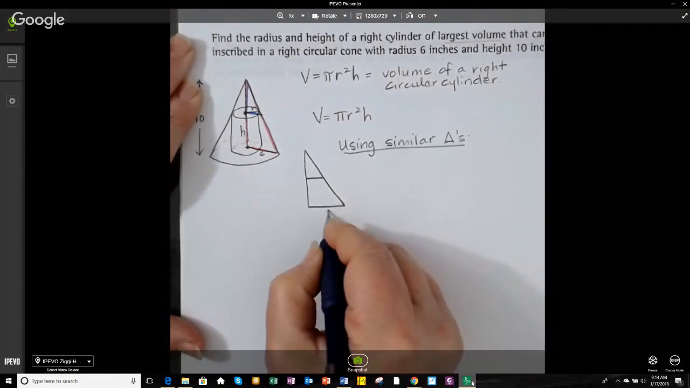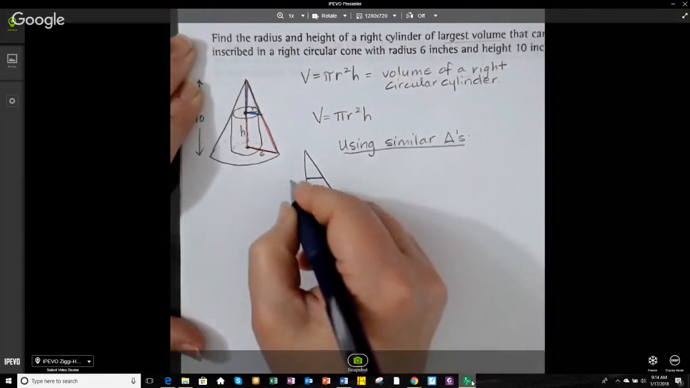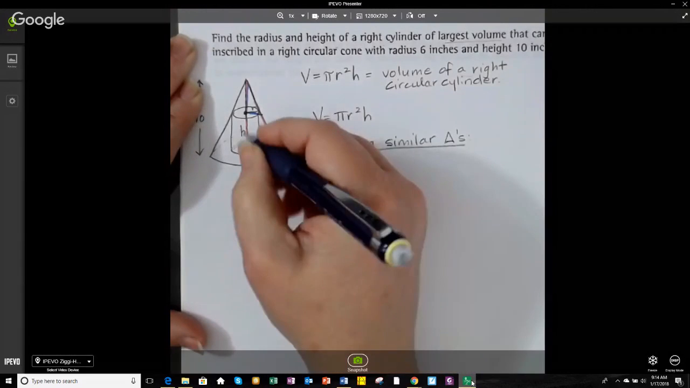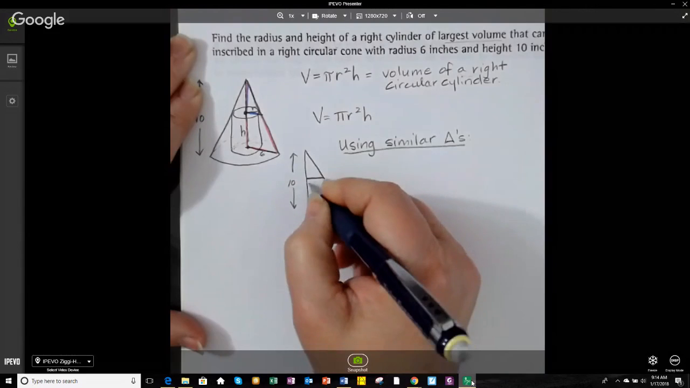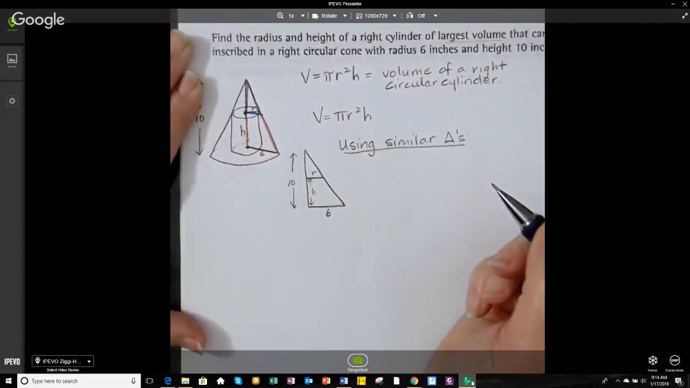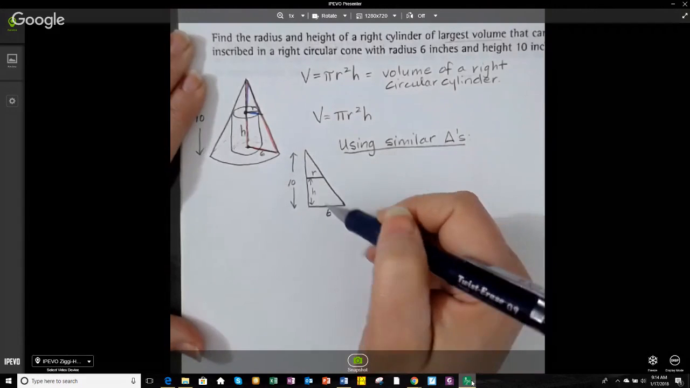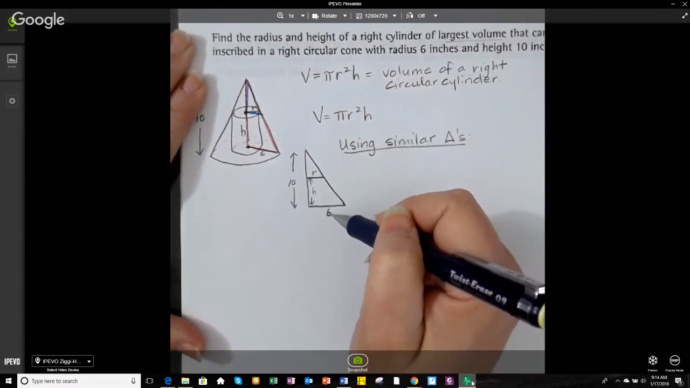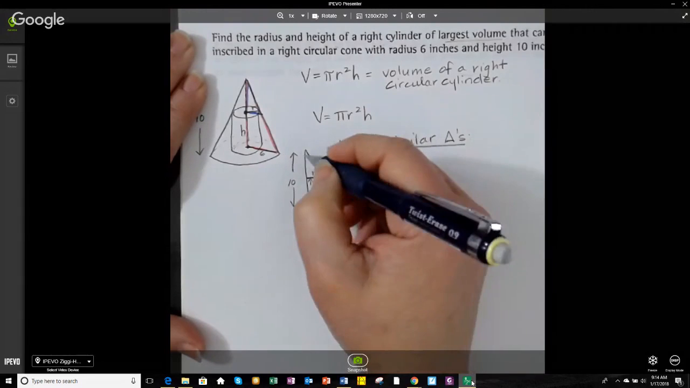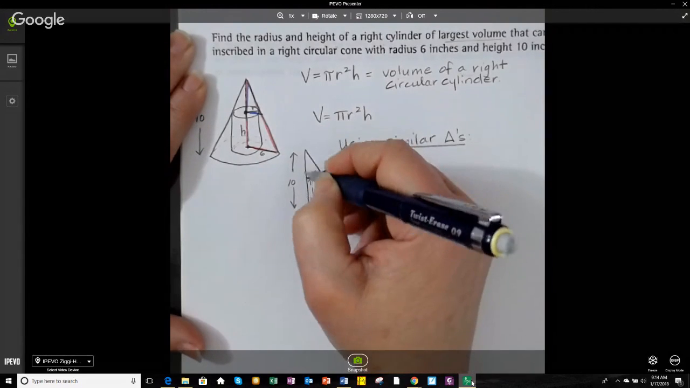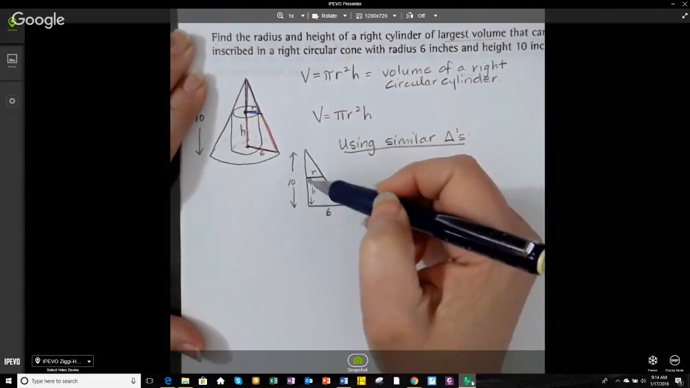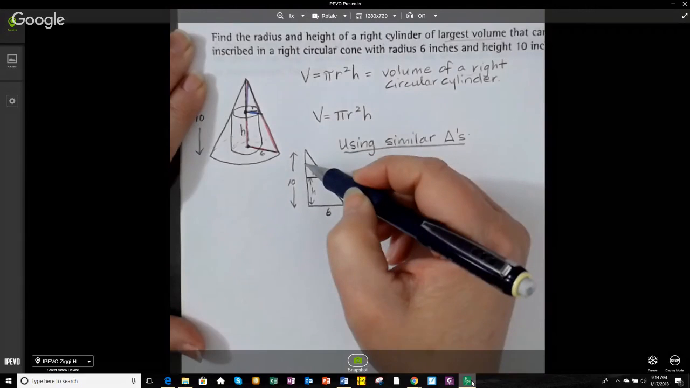I know that this is 6 because the problem stated that, and this is 10, which is this distance from here to here. And I know that this distance here to here in the inside here is h, and this is r. Now I could say something like 10 is to 6 as this distance is to r, but I don't know what this distance is right here. So I have to figure that out. So if this is 10 and this is h down here, what does this distance have to be?